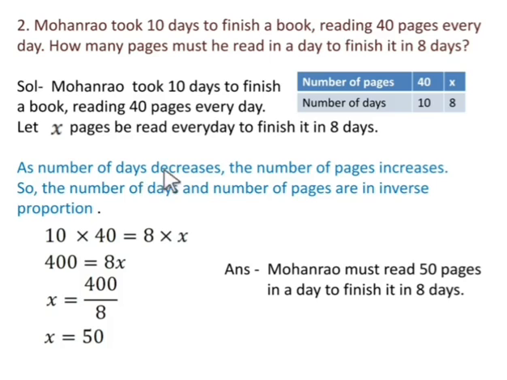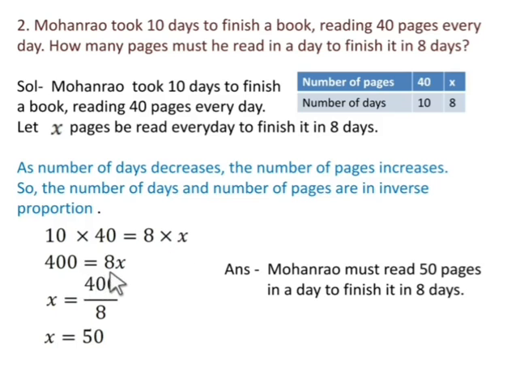Now as number of days decreases, number of pages increases. Hence number of days and number of pages are in inverse proportion. Hence the product of the two quantities, that is number of pages and number of days, remains constant. So we will write here 40 multiplied by 10 equal to X multiplied by 8. Or you will write here 10 multiplied by 40 equal to 8 multiplied by X. Now here multiply 10 into 40 is 400 equal to 8 multiplied by X is 8X.